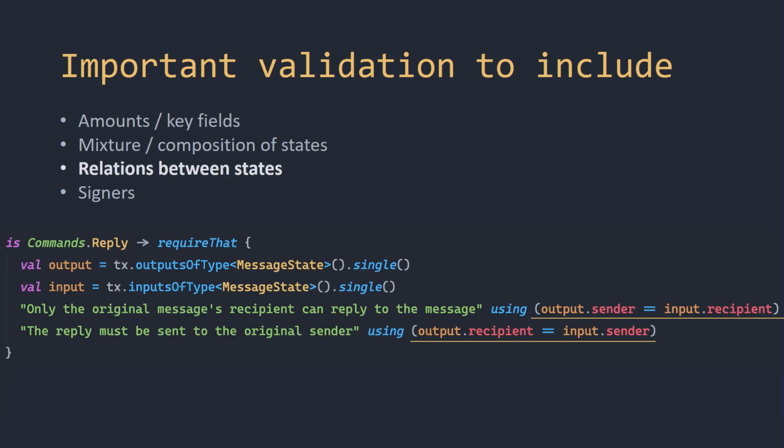Checking the relationships between states is kind of a progression from checking the composition of states. I actually find this one easiest to explain with my example. So I have two states, one input state representing an original message and an output representing the reply. So the rules check that the reply is sent from the original recipient of the original message and sent to the original sender.